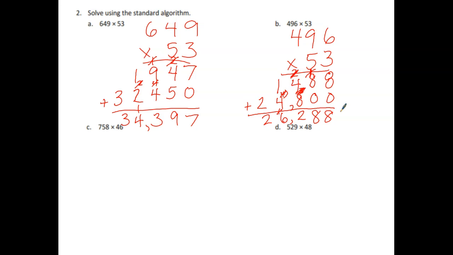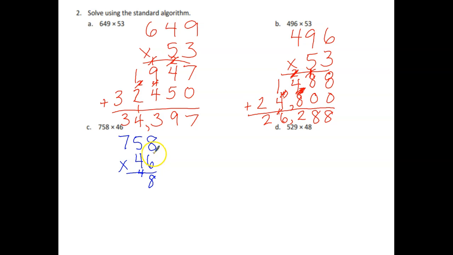And let's take a look at C here. So C says 758 times 46. If you know your 6 times tables and your 4 times tables, then you can solve this problem. Let's go ahead and solve this problem. So we have 6 ones times 8 ones is 48 ones. I can't put 48 in my ones place. So I'm going to take 40 of my ones and rename them as 4 tens.